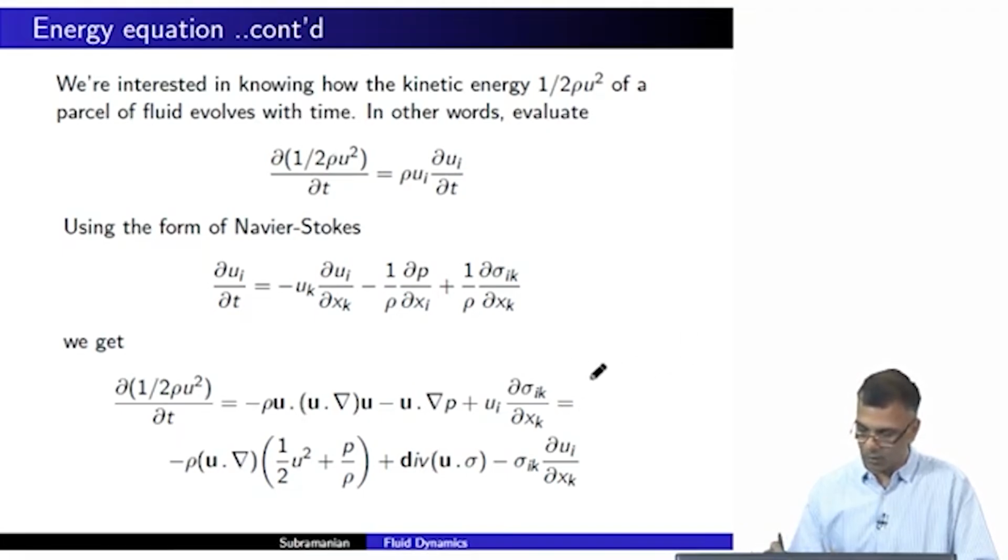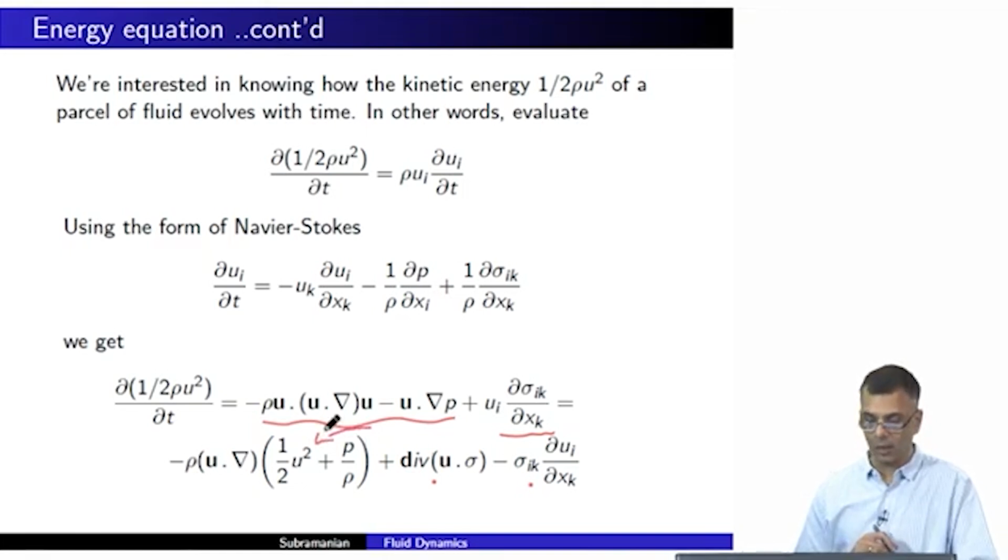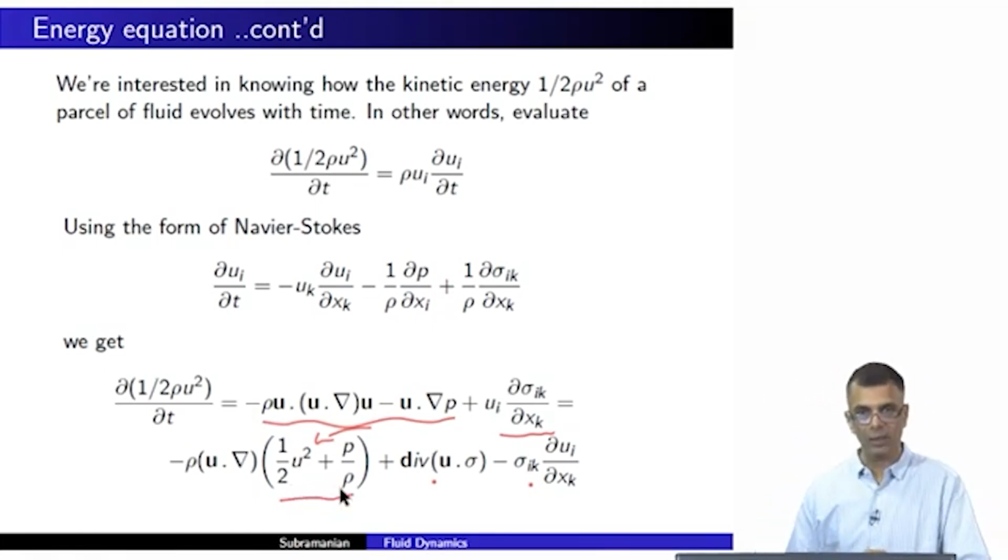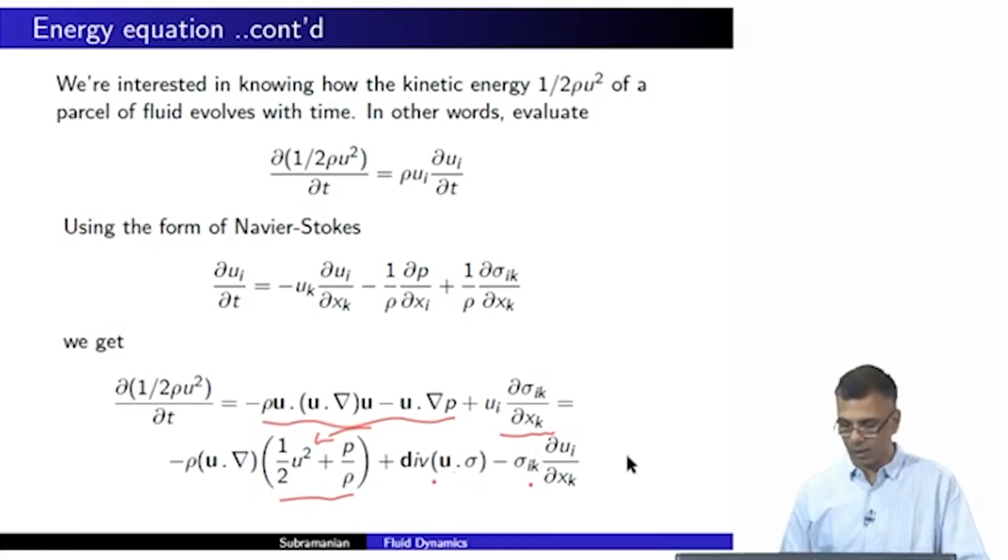So it turns out that this can be split up into two terms, like so. And these can be written as this. You recognize this immediately. It looks very much like the Bernoulli constant. And then there's a divergence of u dot sigma, where sigma is the viscous stress tensor. Since there's a sigma ik du_i/dx_k, there's a repetition of k, so there's a summation implied, just like there was a summation implied here.